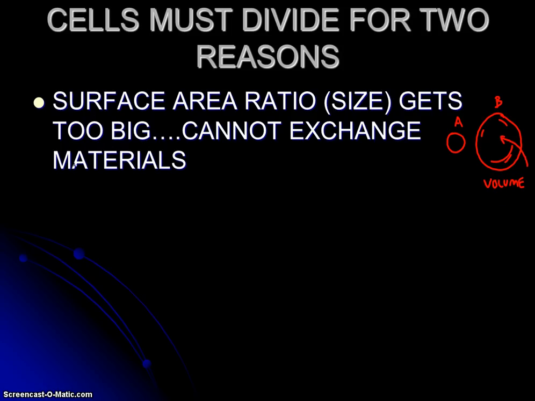So as the cell gets bigger, it'll actually develop a problem in which it cannot exchange materials. Remember that most of the sugars going inside and the waste going out have to rely on diffusion across the membrane. And if a cell becomes too big, there's too much volume. And that presents a major problem.